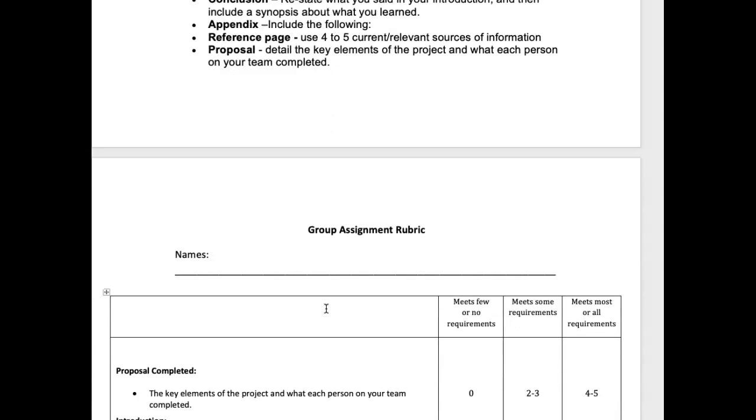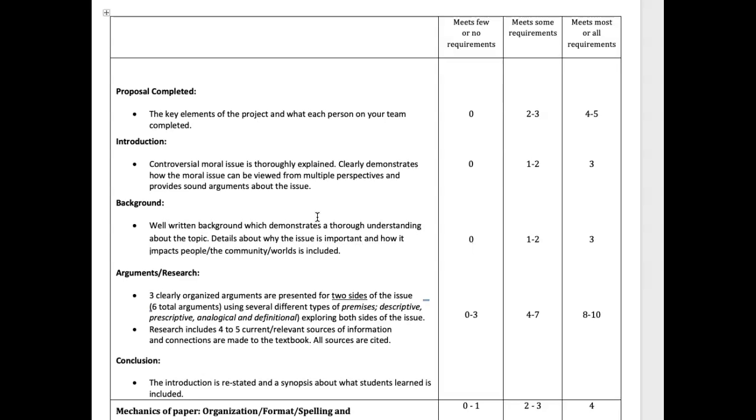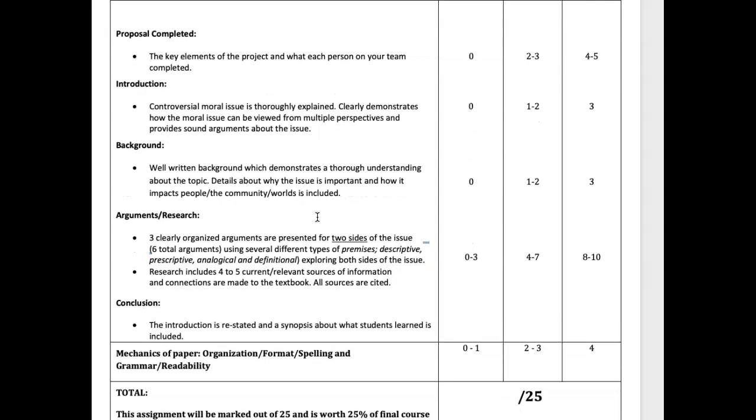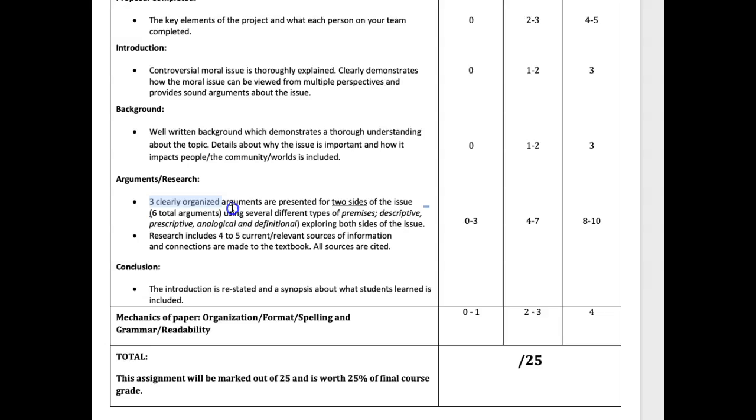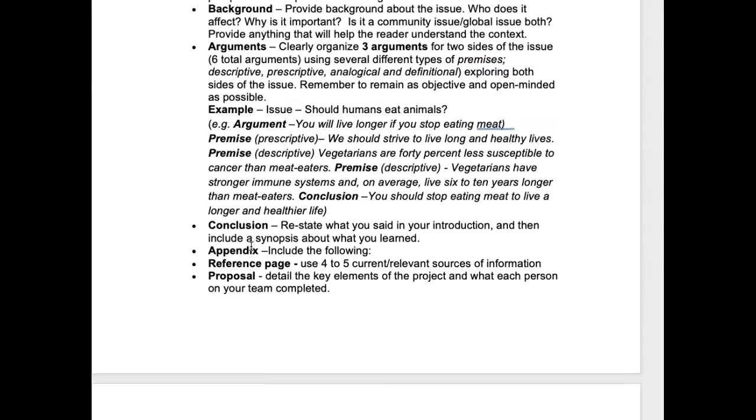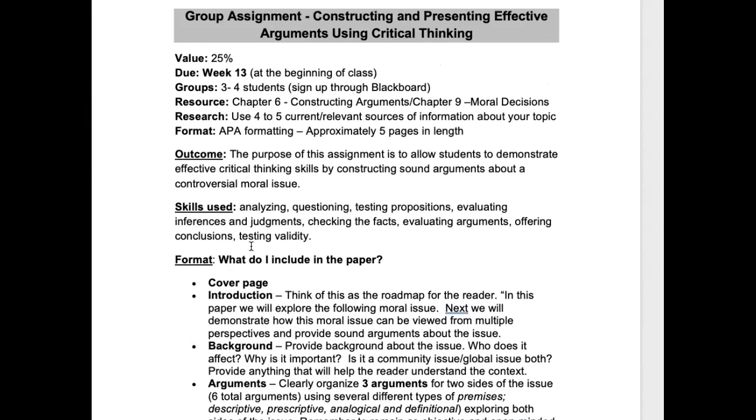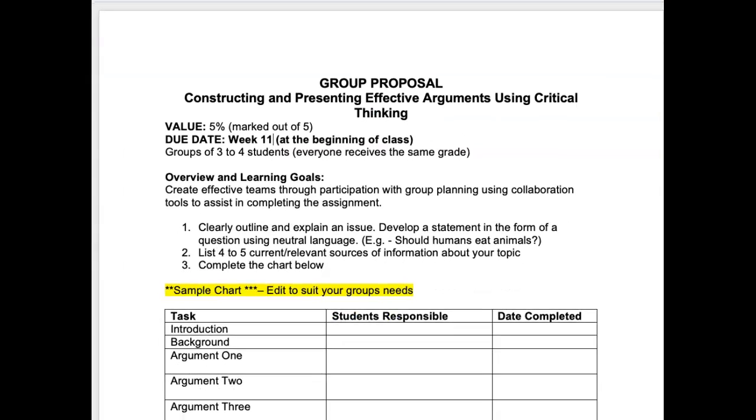What I've also done is attached the handy dandy rubric as always, so you can go through and see how you are being graded for this assignment. You'll notice that you have a proposal to complete, an introduction, the background, and then the bulk of it is in constructing arguments on both sides of your issue using 4 to 5 current and relevant sources of information. So this is due week 13, as I said. It's going to take you a little bit of time to dig into the research and get things done. Prior to that, 5% of your grade is going to be this proposal.